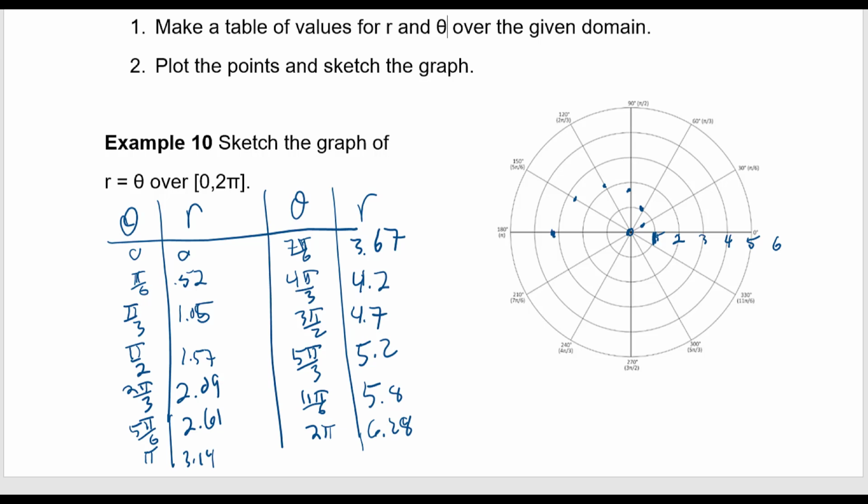Then we're going to be at 3.67, 4.2, 4.7, 5.2, 5.8, and 6. So this is our spiral.